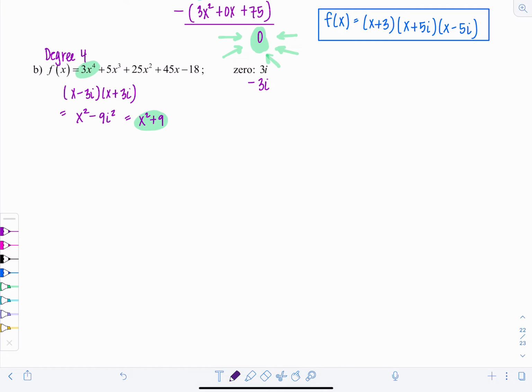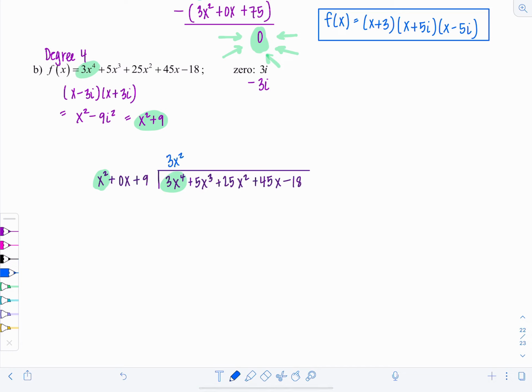So here we go. I'm going to take x squared plus, I need a placeholder, 0x plus 9, and then divide that into f of x. So 3x to the 4th plus 5x cubed plus 25x squared plus 45x minus 18. Yay, so now just look at the leading terms. 3x to the 4th divided by x squared. Or think to yourself, what do I have to multiply x squared by to make it 3x to the 4th? It's 3x squared.